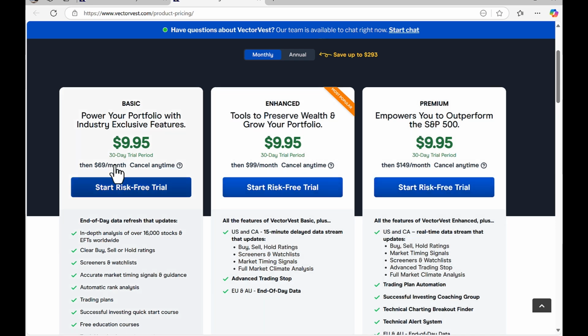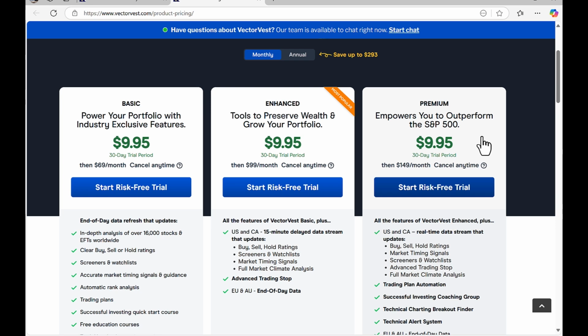So basic costs $69 per month or $695 per year if you pay annually. Enhanced costs $99 per month or $995 per year if you pay annually. And premium costs $149 per month or $1,495 per year if you pay annually.